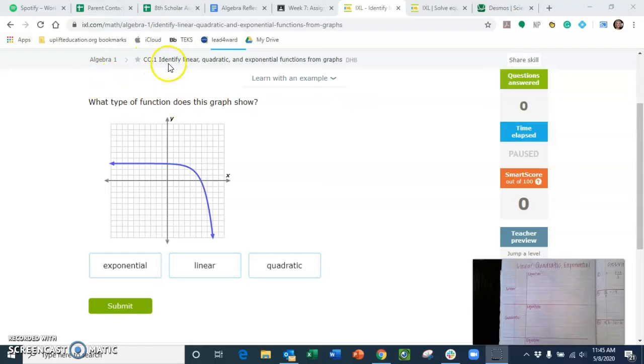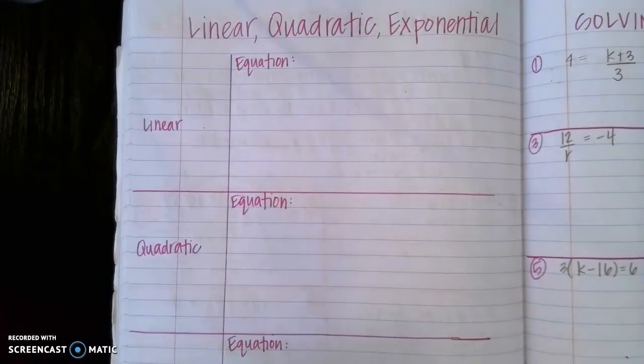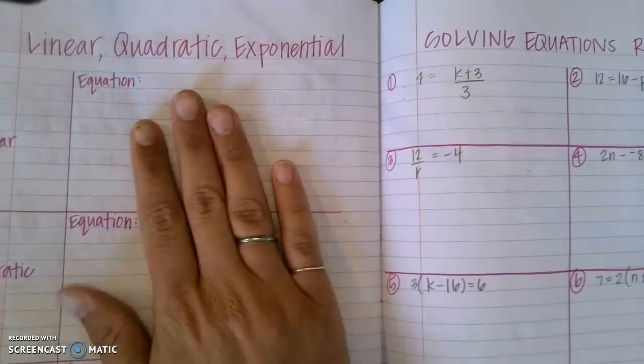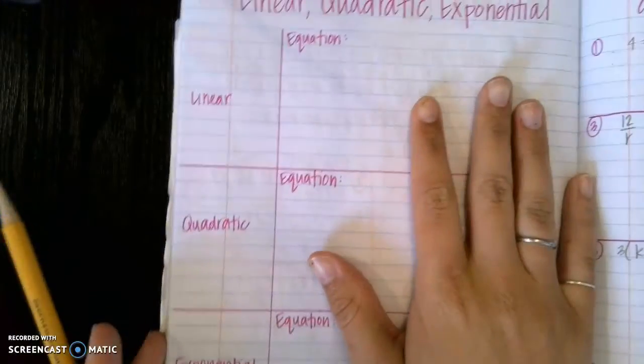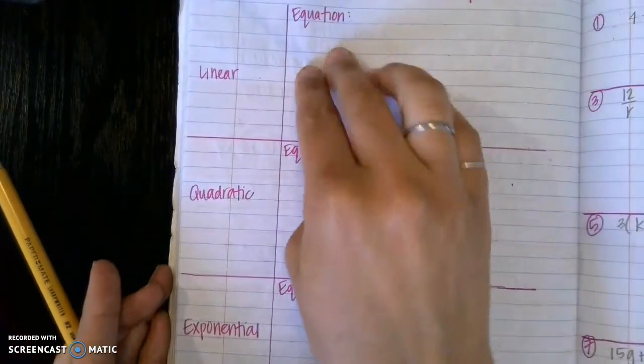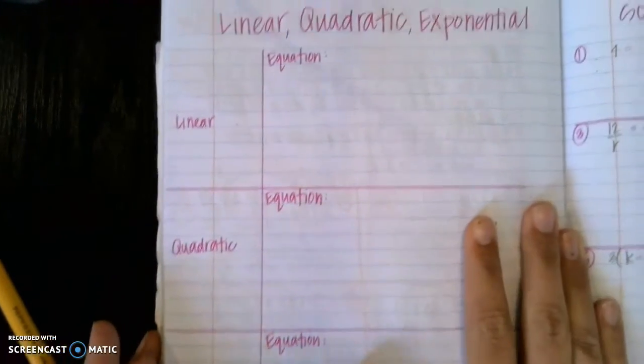So this is going to be the identifying linear, quadratic, and exponential functions from graphs IXL assignment. You're going to need your notes in front of you. So these are your last set of notes that you're taking for 8th grade. I have both my left side set up and my right side set up. I want you to find a piece of paper, find your math journal, and divide it into 3 sections for linear, quadratic, and exponential. Again, pause this video if you need to get this set up.